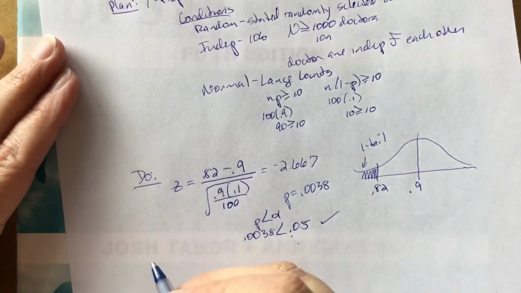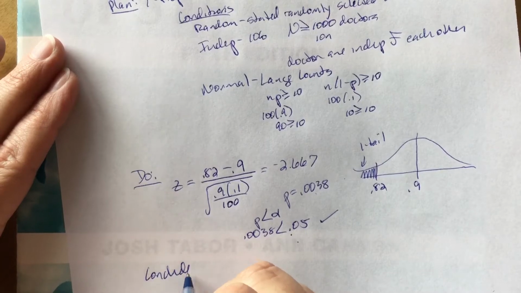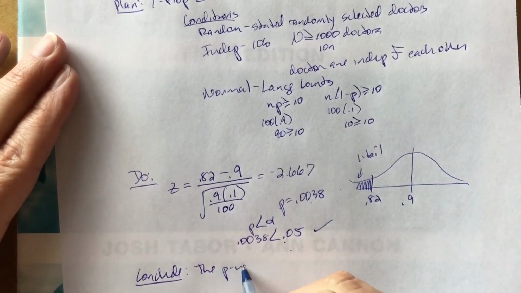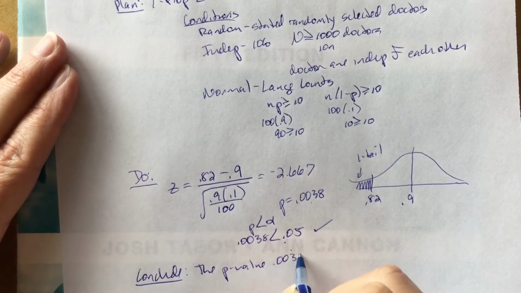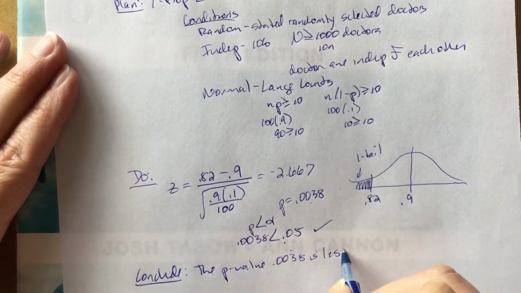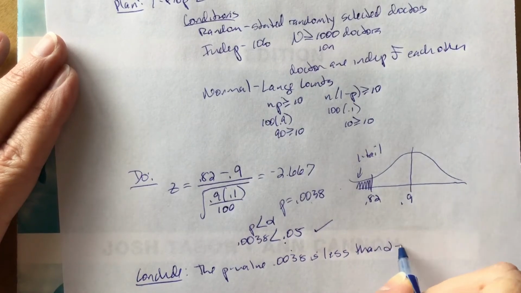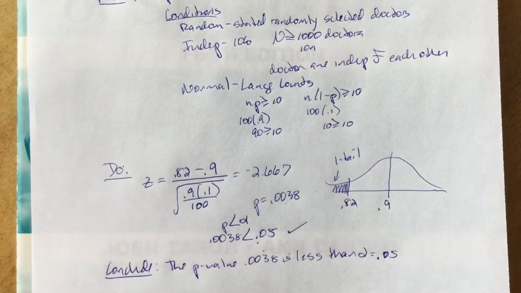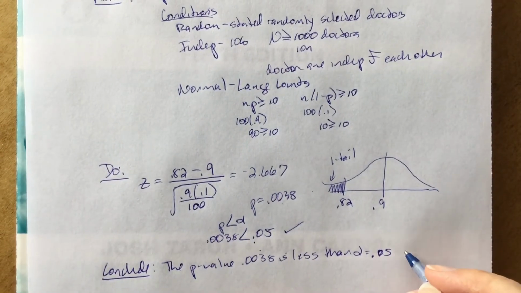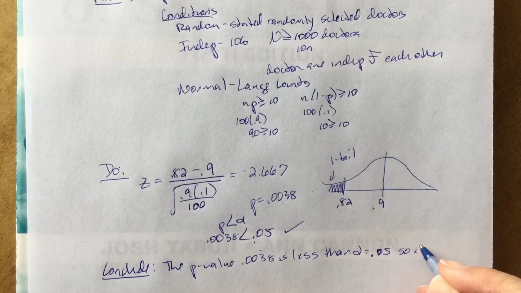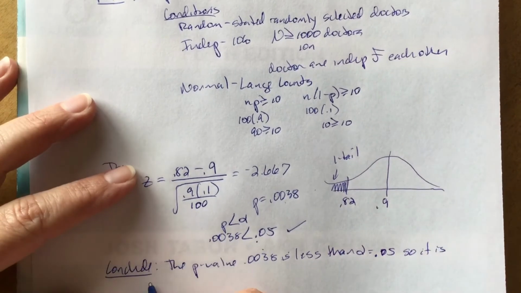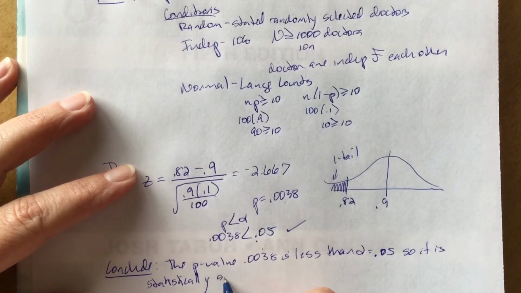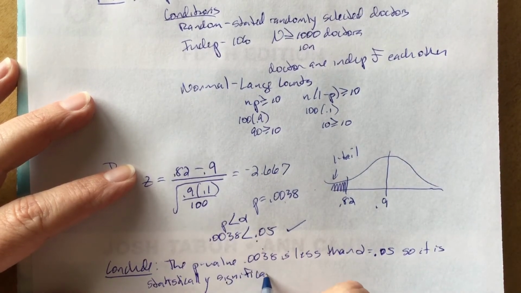Let me write that out because that's a long one. Okay, so we're going to state the p-value 0.0038 is less than alpha of 0.05. Okay, and when it is less, it is statistically significant. So it is statistically significant. I'm trying to write small because I got a lot to write in this space.